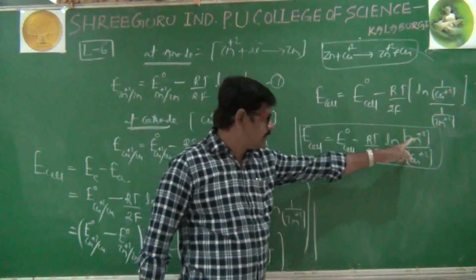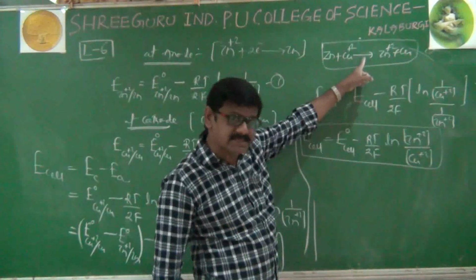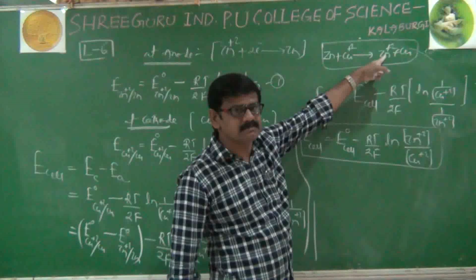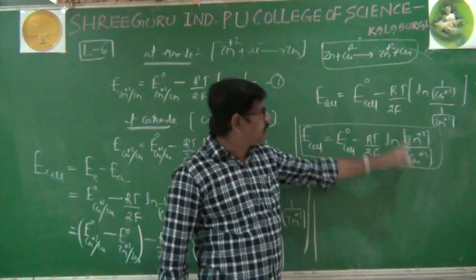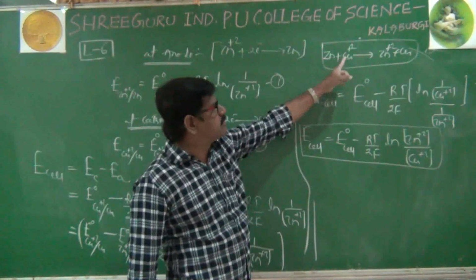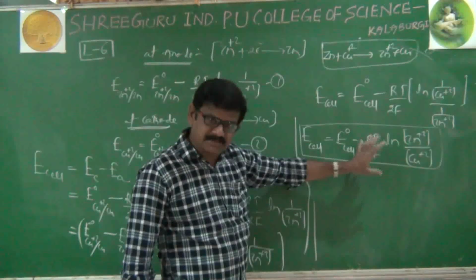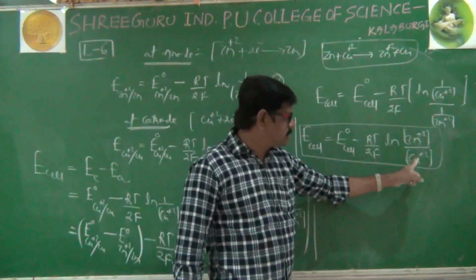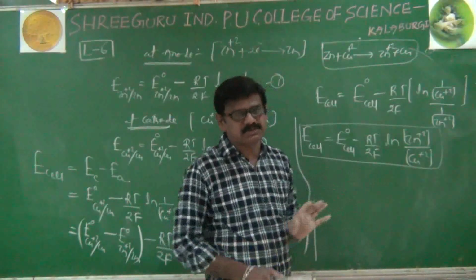If you observe here, Zn plus 2 is in the numerator. In the net cell reaction, where is Zn plus 2? At the product side, only at the product side. And Cu plus 2, here in the Daniel cell, where is Cu plus 2? At the reactant side. That's why here also the formula is absolutely product by reactant. Product by reactant only. There is no doubt.